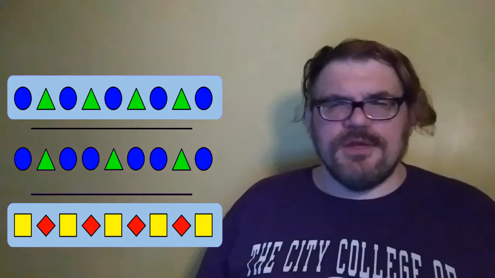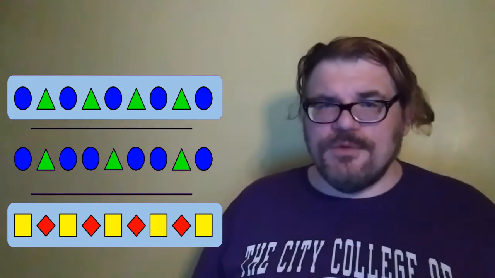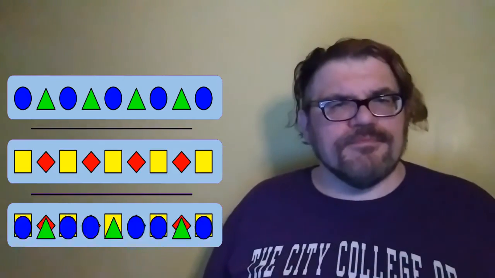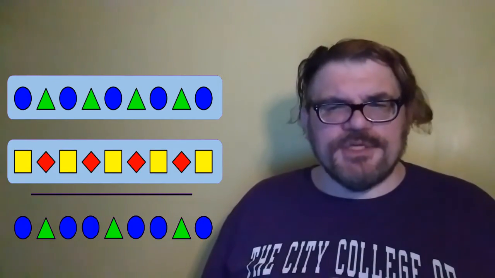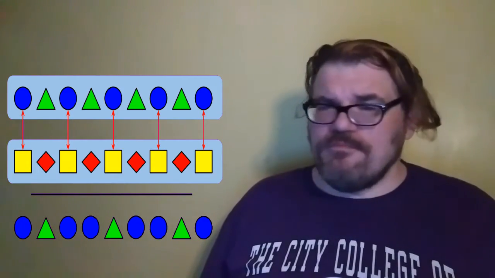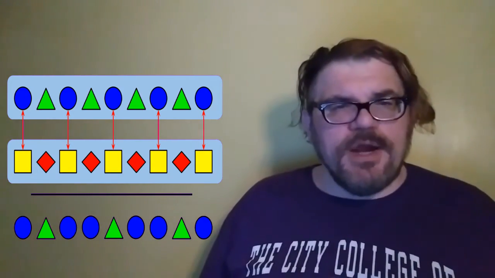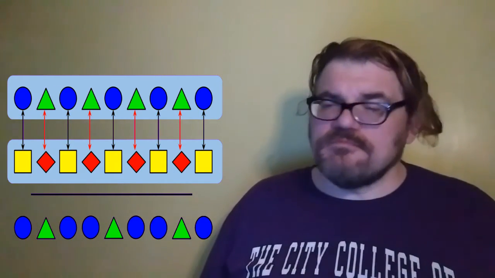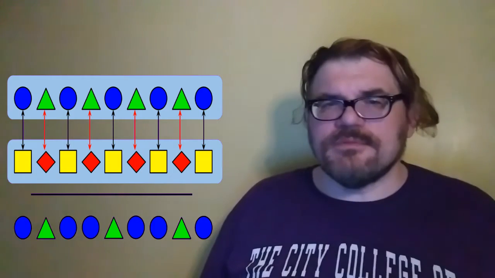How can that be? They don't look anything alike, but they do. Let's look at them next to each other. Now let's see how well they match up. Now the blue circles match up with the yellow squares. And the green triangles match up with the red diamonds.